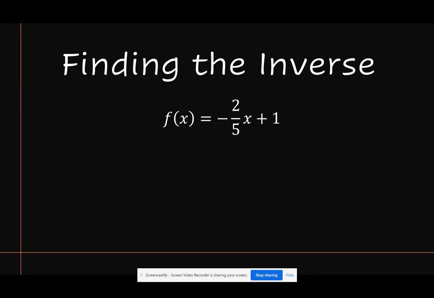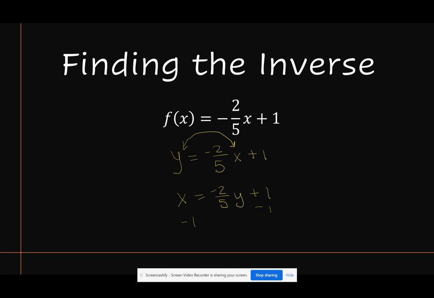So we have f of x equals negative 2 over 5x plus 1. So it's going to be y equals negative 2 over 5x plus 1. We're going to switch our x and our y. So x equals negative 2 over 5y plus 1. And we're going to solve to get that y by itself.